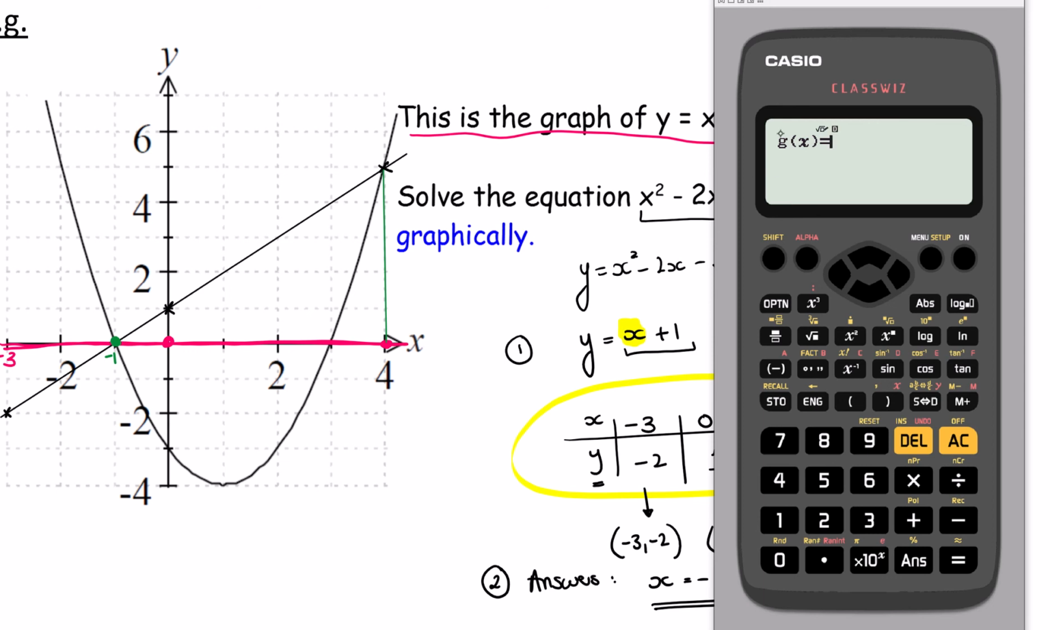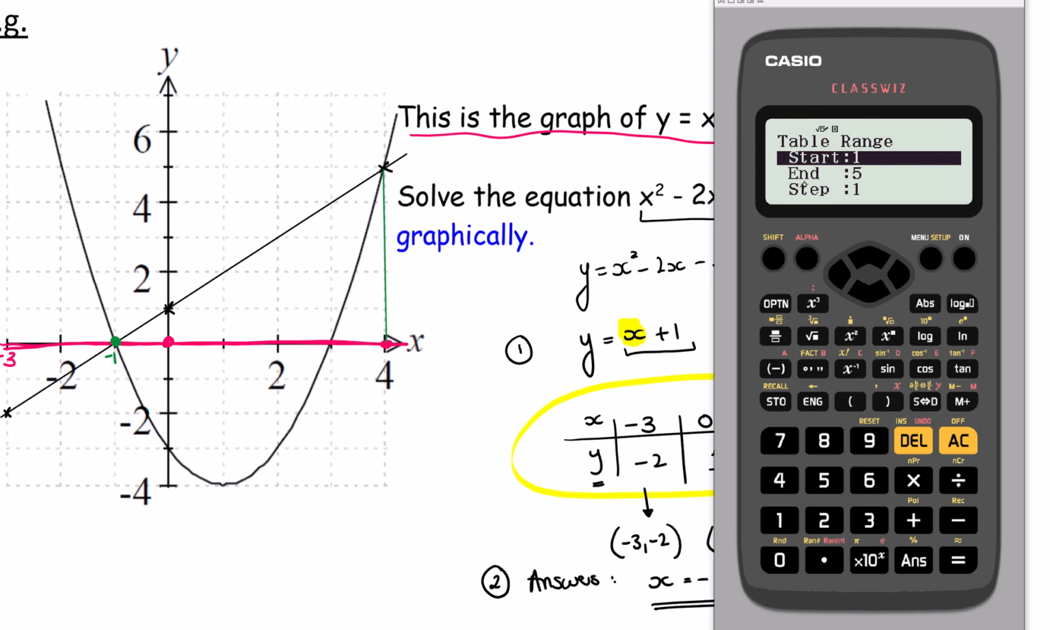Now if it gives you another letter with an x, it wants you to put another equation, but we only have one equation, so I'm going to ignore that just by pressing equals. And it tells you where you want to start your table range. So it's asking you for the values of x.